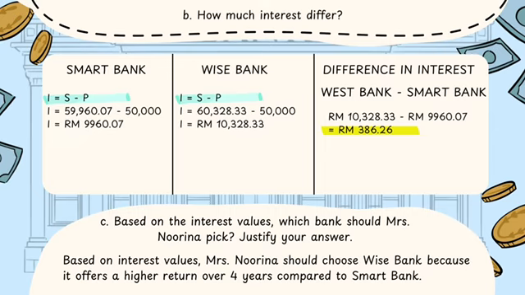C. Based on the interest values, which bank should Mrs. Norina pick? Justify your answer. Based on interest values, Mrs. Norina should choose Wise Bank because it offers a higher return over 4 years compared to Smart Bank.